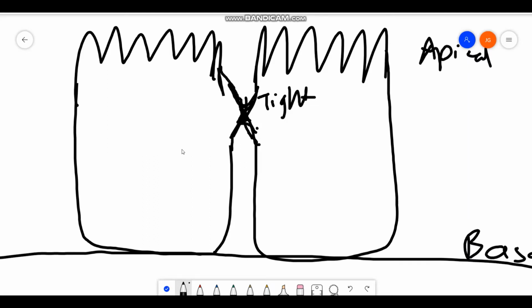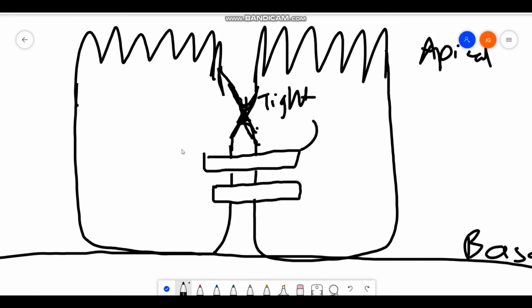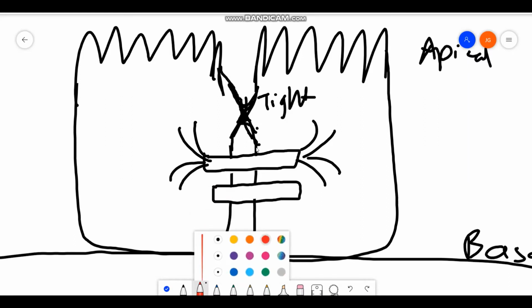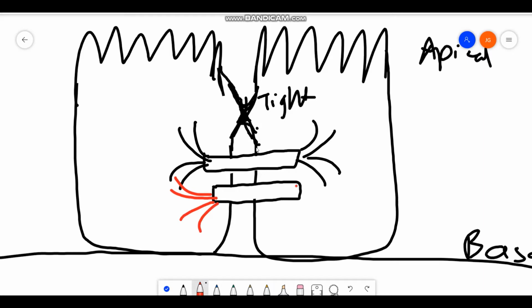Next, you have your anchoring junctions. So I am going to draw them like this. These are going to cross in between the cells and literally anchor them in like this. So you're going to have these fibers that are part of the cytoskeleton inside the cell, anchoring the two cells in place. Oh my gosh, that is still thick from the last video. You're actually going to have two kinds of anchoring junctions.